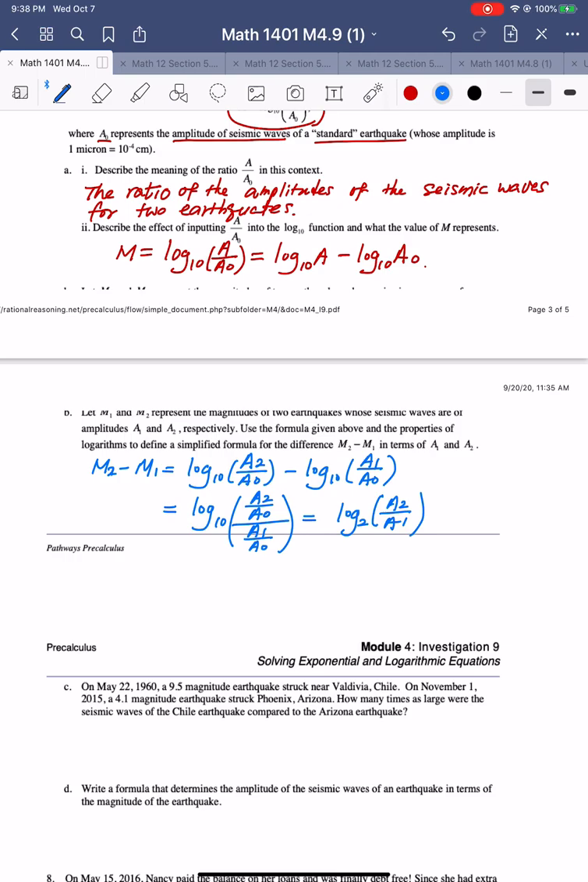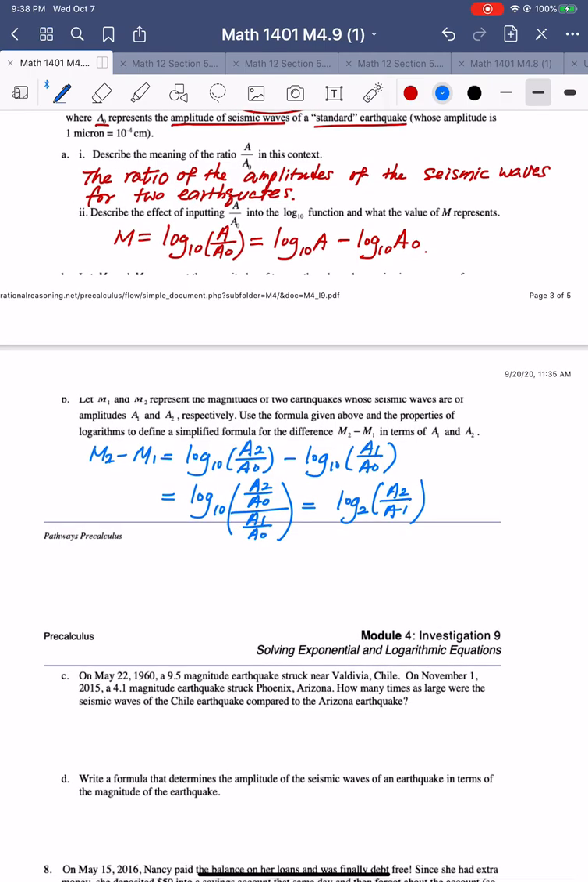And then we're going to apply it to the real problem in C. So in C, on May 22nd, 1960, a 9.5 magnitude earthquake struck near Valdivia, Chile. On November 1st, 2015, a 4.1 magnitude earthquake struck Phoenix, Arizona. How many times as large were the seismic waves of the Chile earthquake compared to the Arizona earthquake?